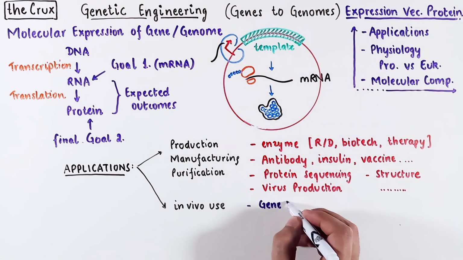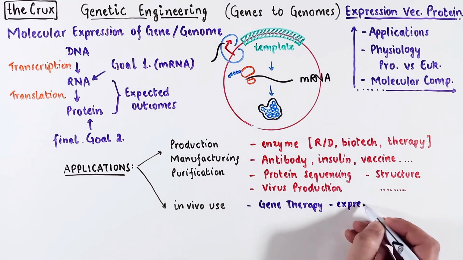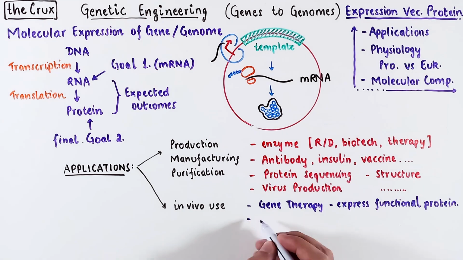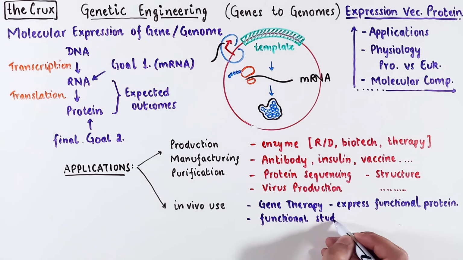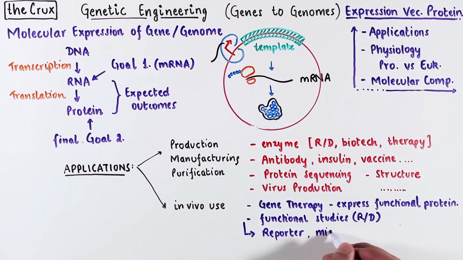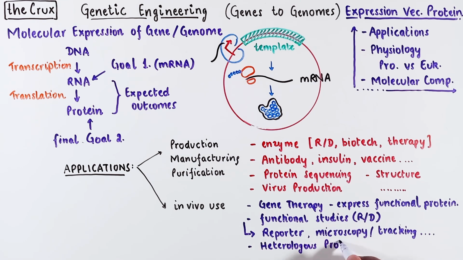For in vivo use, you may be looking to express a gene inside a cell as part of a gene therapy treatment. Maybe you're interested in understanding the function of the same protein, and this may involve a reporter system, microscopy, and tracking the desired protein. Alternatively, you may just want to heterologously express a protein. And there are many other applications that fall into this list, but I hope you get some idea.